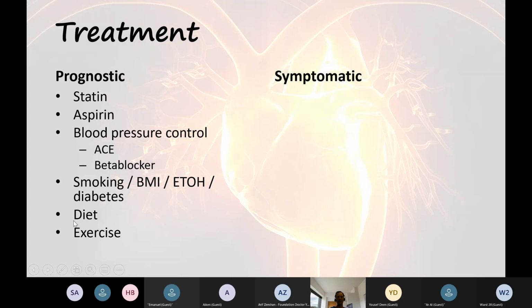And then healthy diet and regular exercise. So beneficial for patients to do regular exercise. We don't want them to try to exercise through the pain, but we don't want them to be not exercising for fear of bringing the pain on.